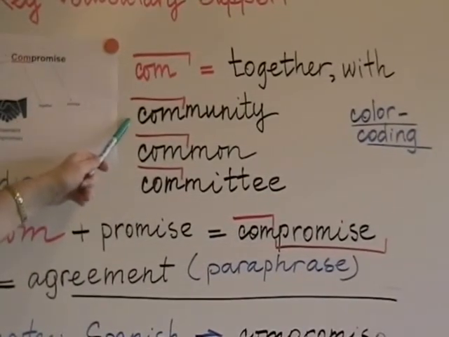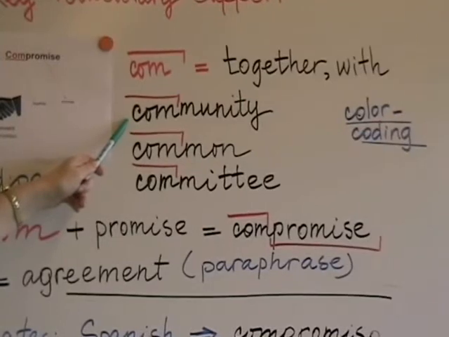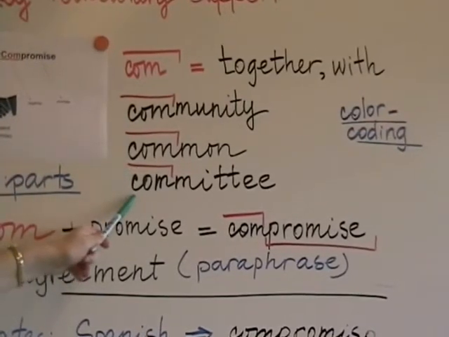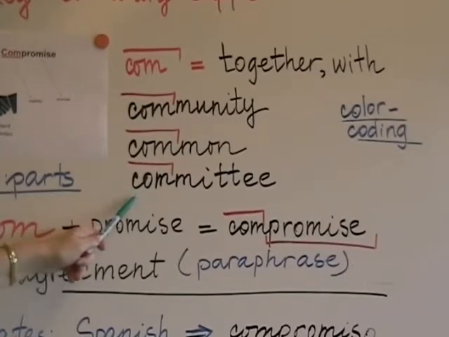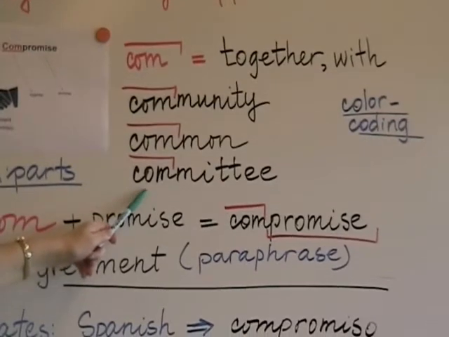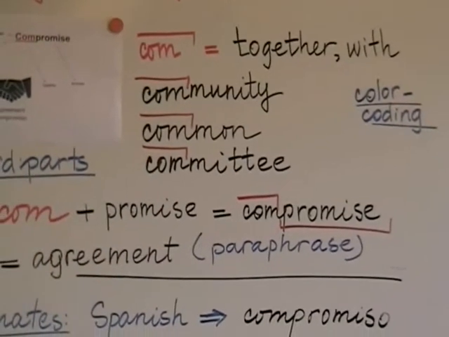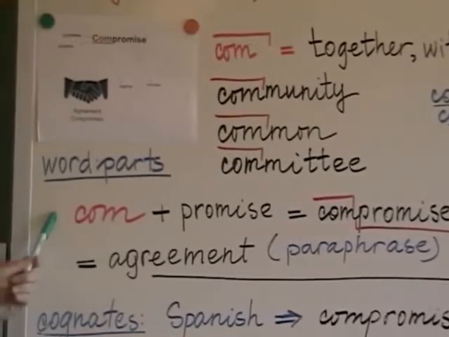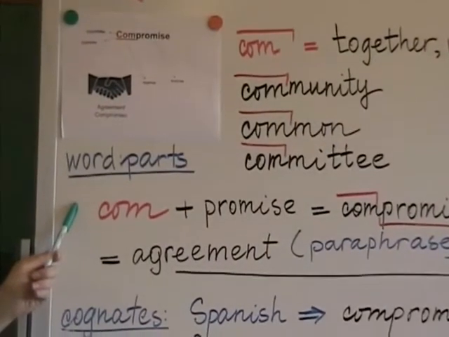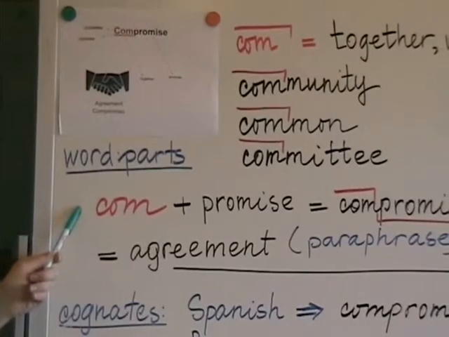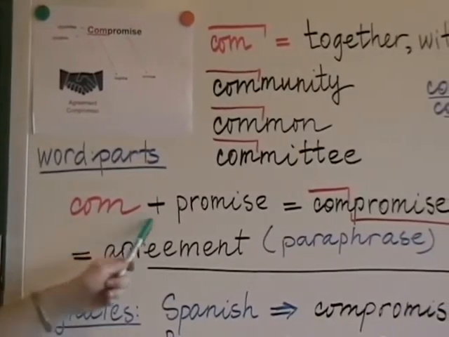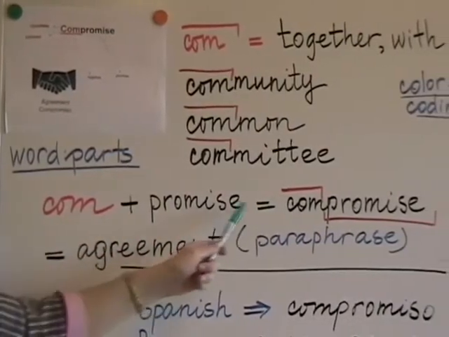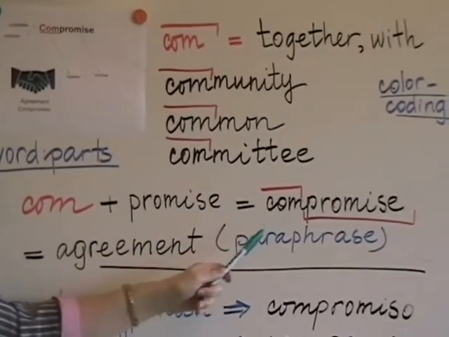The prefix com is used in words like community, common, committee. There could be other examples, and you can actually ask your students to provide a few examples with such words and maybe make a list of the words with prefix com. Then I like to use math symbols. It can be entertaining if you connect a little bit of math symbols with your vocabulary instruction. So prefix com plus base word promise equals the word compromise.